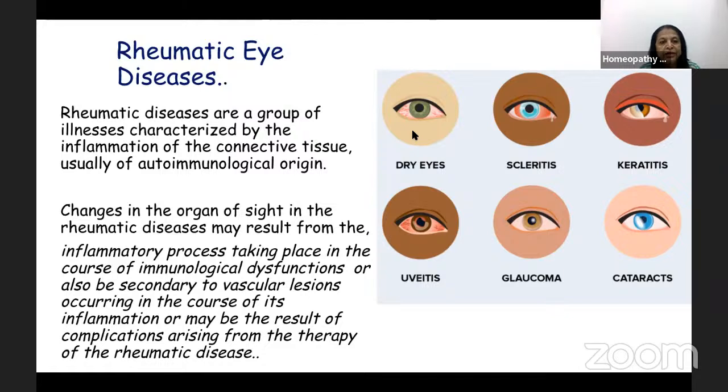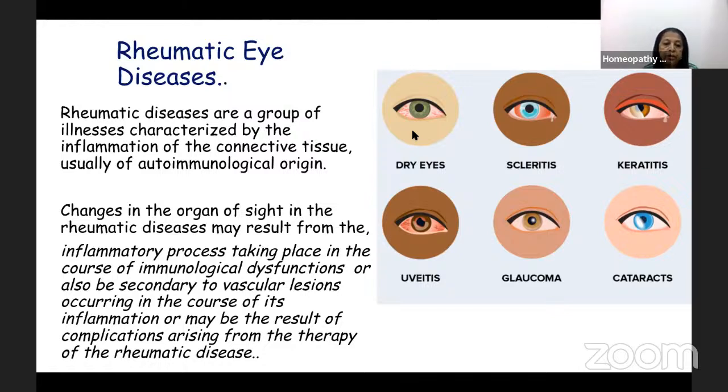Hello, good evening, everybody. So today we are going to talk about rheumatic eye diseases. So the rheumatic diseases are the group of diseases where there's an inflammation of the connective tissue. And usually it is of autoimmunological origin.